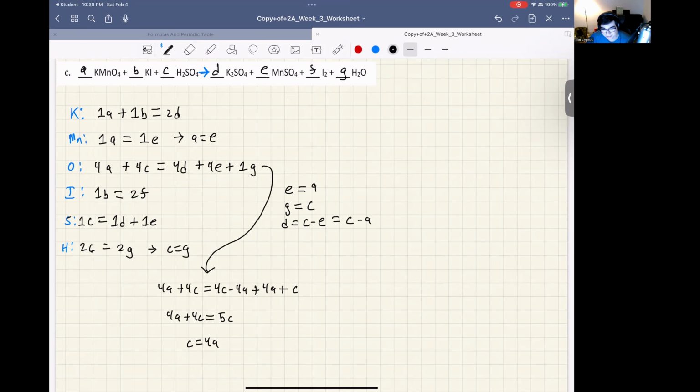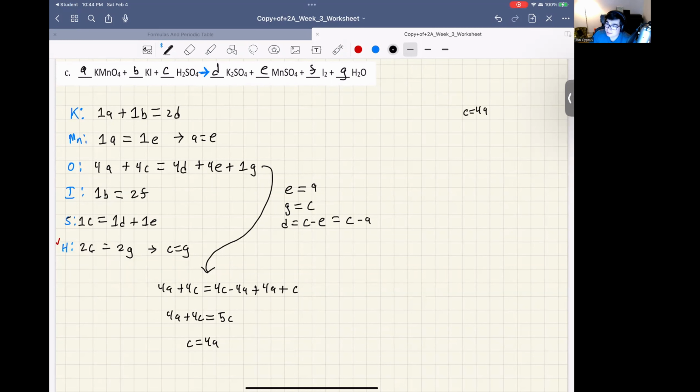That's good. And then we'd have to do some more rearrangements here. Essentially, what I'm going to want to do is get everything in terms of one variable, and then just pick a number for that variable. So I have C is equal to 4A. I'm just going to write these all on the side.